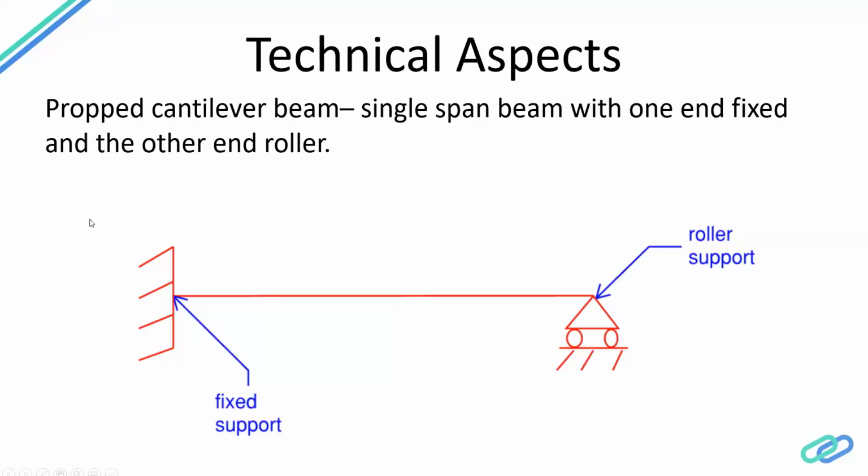But over here, if you have a pretty stiff column and this beam framing into that column, in that case you can definitely develop that fixity. So that's one example of a fixed support and a roller support. This is known as a propped cantilever beam.